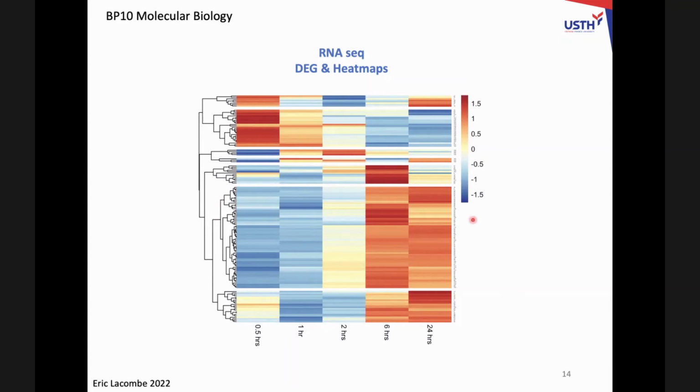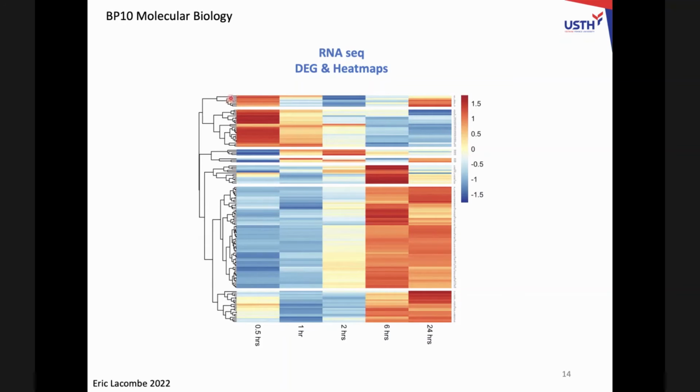The color code is here. If it's white, no difference in expression. If it's going to the blue, it's repression. And if it's going to the red, it's overaccumulation. So for example, let's take the first group of genes. They are grouped because they've got the same expression profile, the same type.